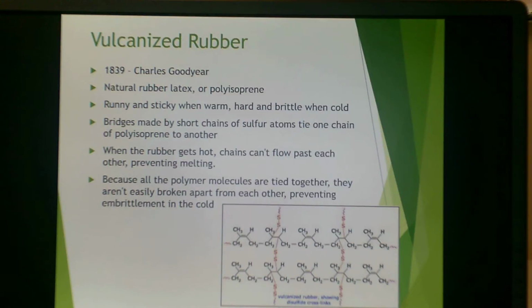Natural rubber latex itself, or polyisoprene, is runny and sticky when warm and hard and brittle when cold. And these are things that don't make it very advantageous for, say, tires for your car. So the process of vulcanization creates bridges of short chains of sulfur atoms, and these tie the chains of polyisoprene together. When the rubber gets hot, the chains cannot flow past each other because of this, and that prevents melting. And because all the polymer molecules are tied together, they aren't easily broken apart, and that prevents embrittlement in the cold as well. So the process of vulcanization creates one giant molecule that is very elastic in nature.